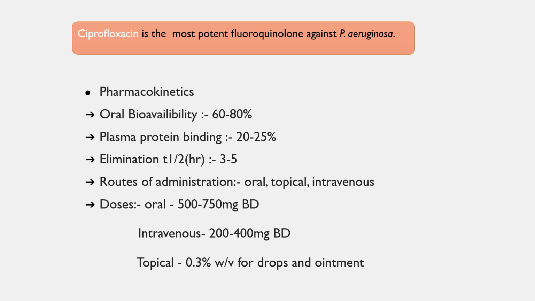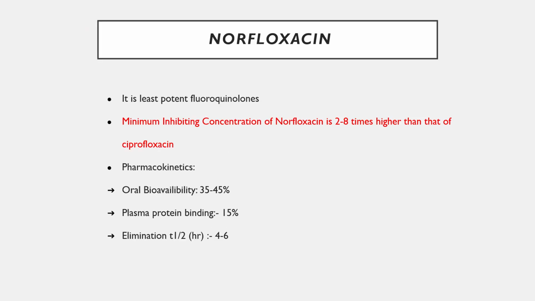Pharmacokinetics include oral bioavailability 60 to 80%, plasma protein binding capacity is 20 to 25%, elimination T half is 3 to 5 hours, route of administration is oral, topical, and intravenous. Doses include oral, which is 500 to 750 milligram BD. Intravenous is given in 200 to 400 milligram BD, and topical is 0.3% weight by volume for drops and ointment.